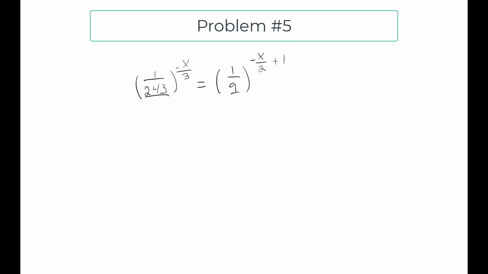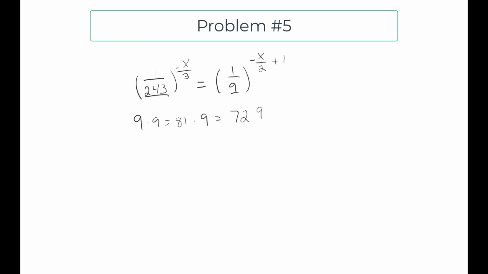We can see that by, let's see if we can write 243 in base 9. Let's take 9 times 9. That's going to be equal to 81. And if we multiply this by 9 again, we're going to get 729. And we can see that we've far surpassed 243. So it doesn't look like we can write 243 in base 9.